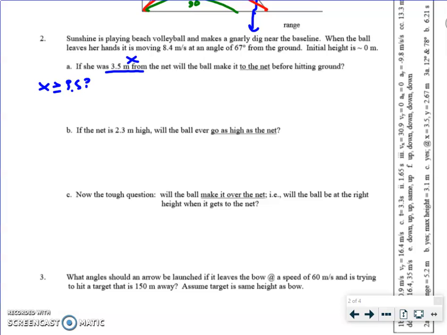So to find a range, we need to find a time in the air. And I'm not going to go through the whole v-tex again. Okay, well, maybe I should. We know the initial velocity in the y direction. We know the acceleration.